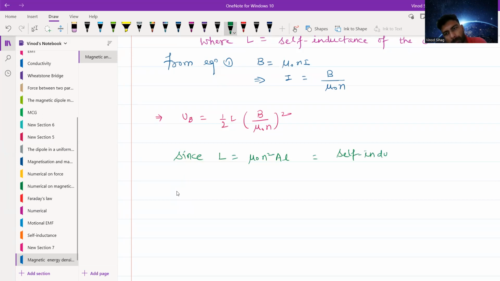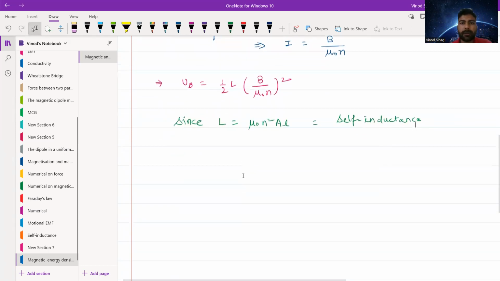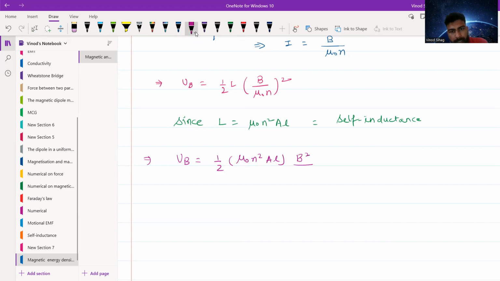So now we will place this in the above equation. Then finally we will get UB equals 1 by 2 mu naught n square into A into l, and this equation will become B square upon mu naught square into n square. From here we can see that n square and n square will be cancelled out, and from the square of mu naught, one mu naught will be cancelled out, and only one mu naught will be left in the denominator.